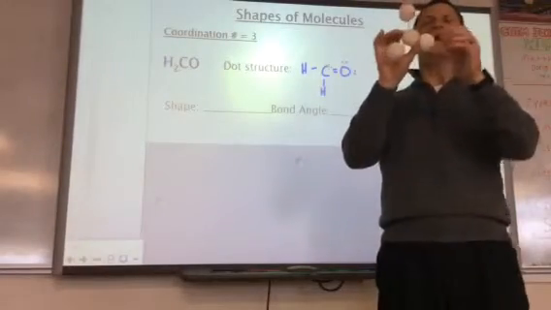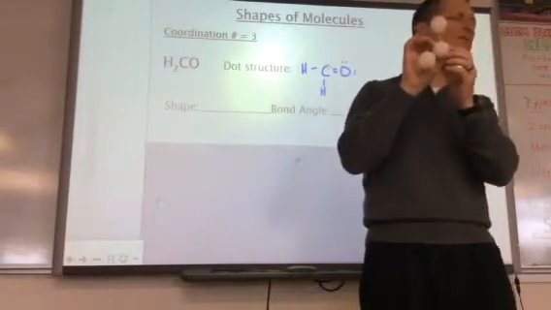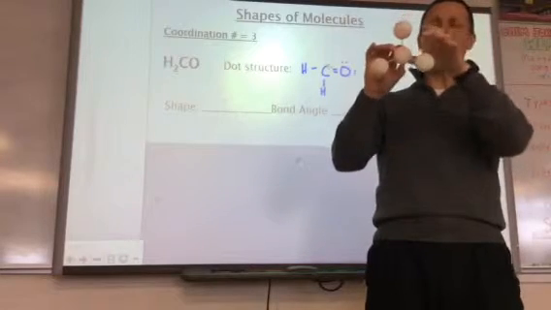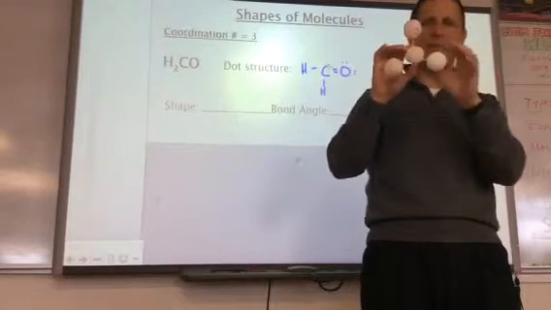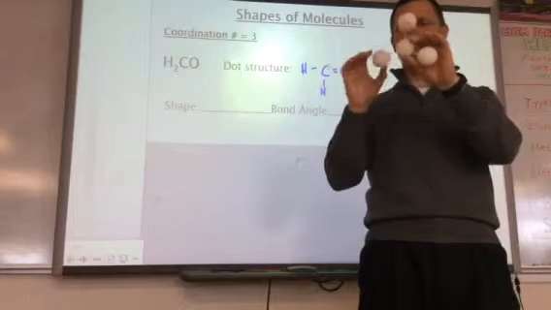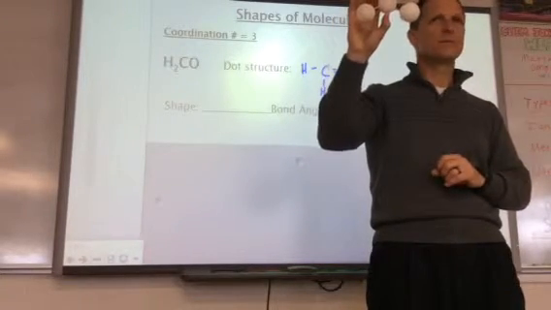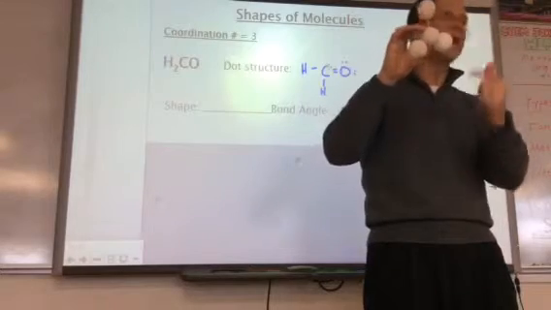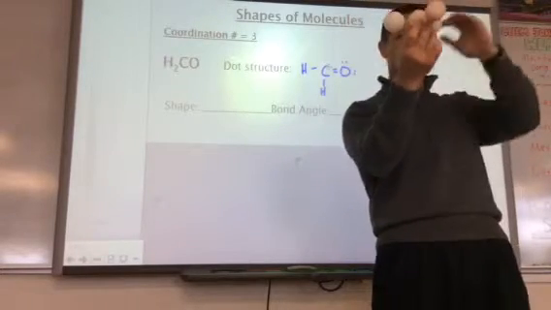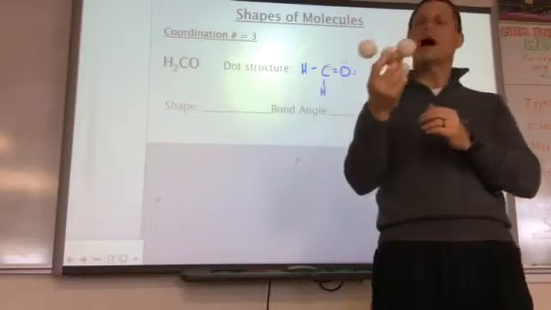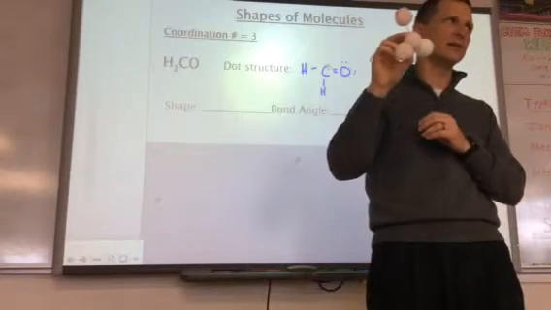where the carbon is in the middle. Now, one of these is a double bond, but the number of bonds doesn't matter. The fact that carbon's bonded to three atoms is all that matters. The fact that one is a double is fine. So what shape do we have here? It's a triangle shape, right? And notice all the atoms are in the same plane. It's a flat molecule, so this would be considered trigonal planar.